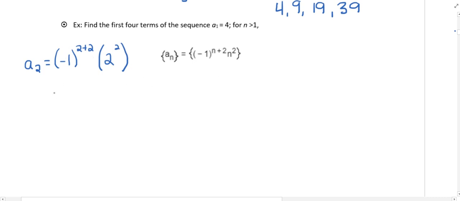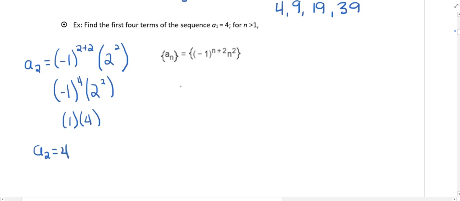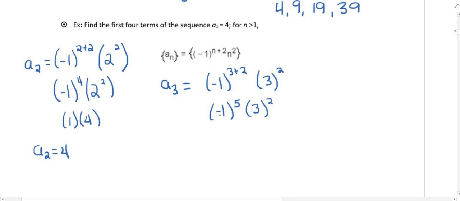So negative 1 to the 4th times 2 squared. So let's see here. Negative 1 to the 4th would be a positive 1. 2 squared would be a positive 4. Our a sub 2 is going to be 4. Okay, then we want a sub 3, so we're going to plug that in. We've got negative 1 to the 3 plus 2 times 3 squared. So this is negative 1 to the 5th times 3 squared. So this is going to be negative 1 times positive 9. So that'll be negative 9.